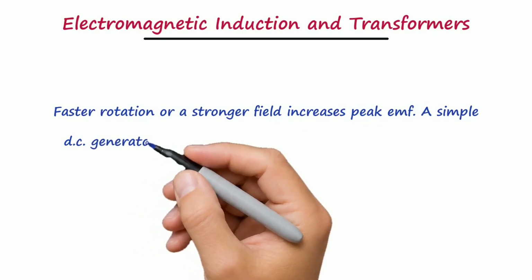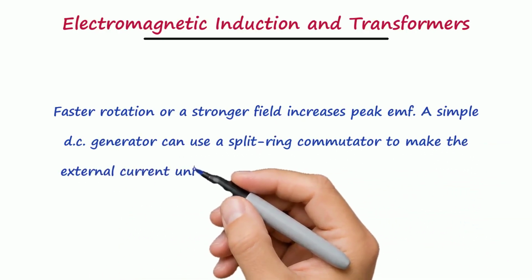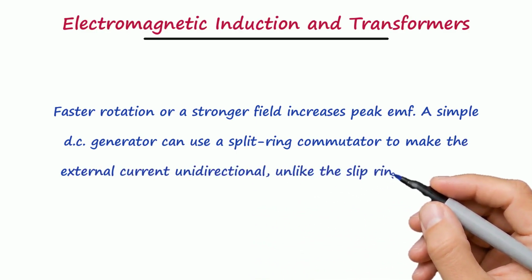A simple DC generator can use a split-ring commutator to make the external current unidirectional, unlike the slip rings of an AC generator.